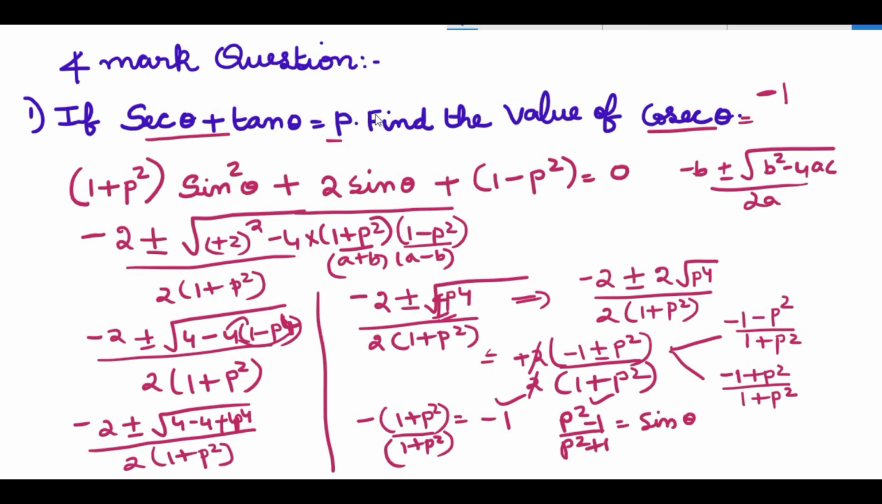But when you find out the value for cosec theta, you have to take the reciprocal. So value of cosec theta will be p square plus 1 divided by p square minus 1. You have to take the reciprocal, and reciprocal of sin theta is cosec theta. So for this question, first we have written in the form of sin theta and cos theta, then we have made it into a quadratic form, then using the quadratic formula we found out the value of sin theta. Last we took the reciprocal to get the value of cosec theta.